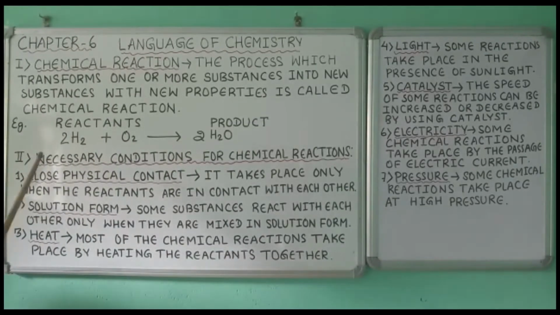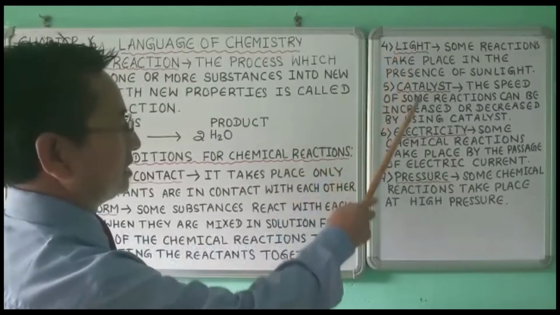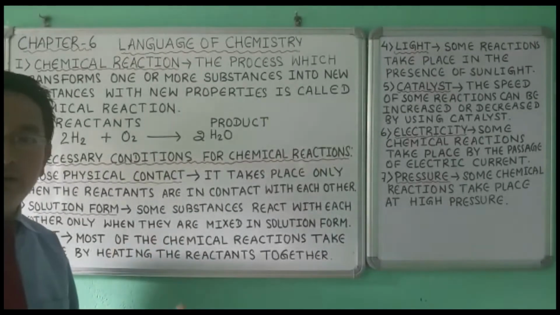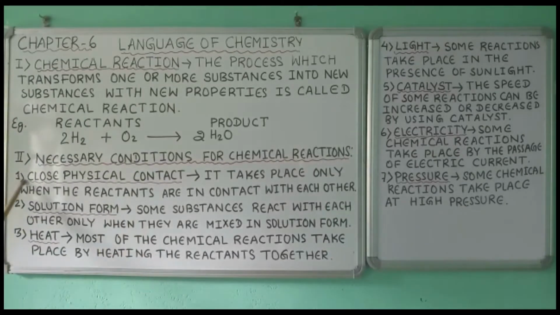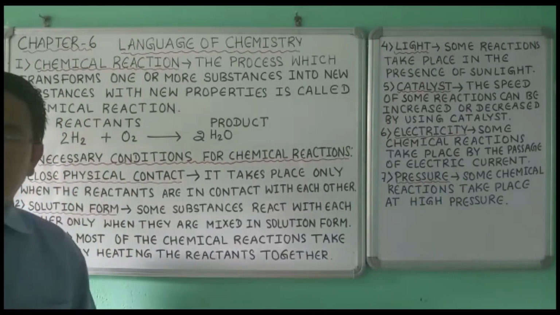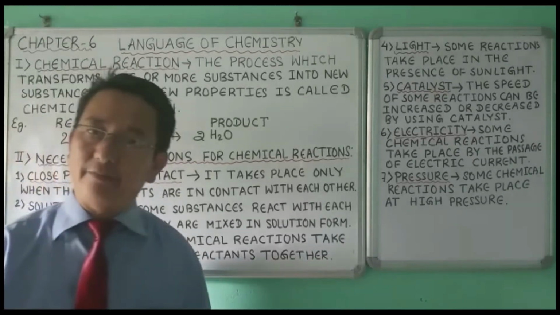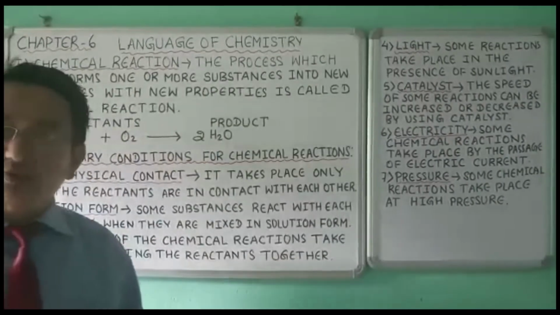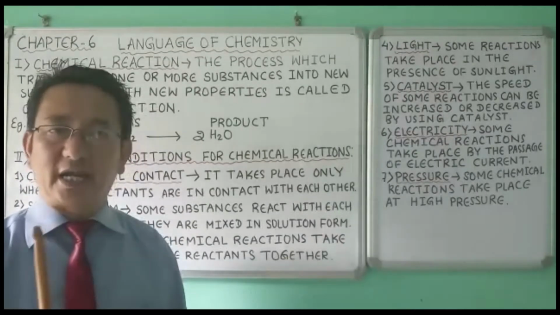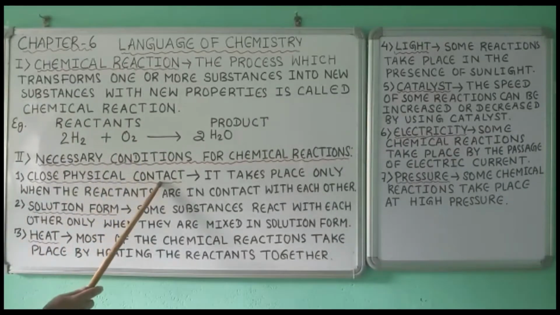Now next, the necessary conditions for chemical reaction: close physical contact, solution form, heat, light, catalyst, electricity, and pressure. Number one, close physical contact. Some chemical reactions take place only when the substances are in close contact. As you can see here, it takes place only when the reactants are in contact with each other.